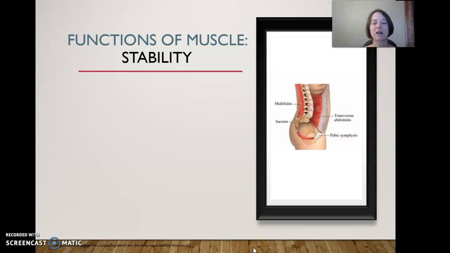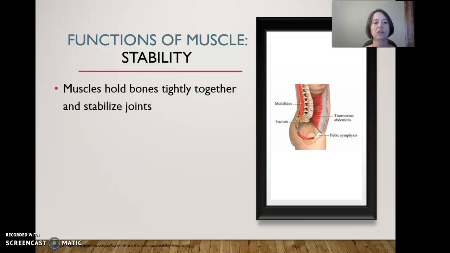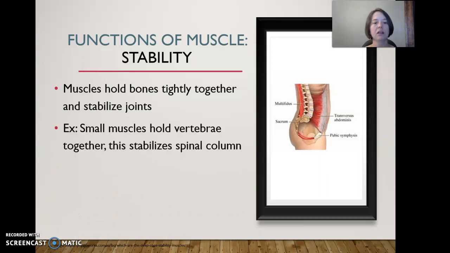The second type of function of muscles is stability. So muscles hold bones tightly together and stabilize the joints. If you didn't have those tendons and muscles holding your joints together, a lot of them would fall apart. So you have small muscles that hold the vertebrae together. So each little vertebrae has muscles that attach it to the one above and the one below, and that stabilizes your spinal column. Otherwise, all these vertebrae would not stay together, and that would cause major problems.